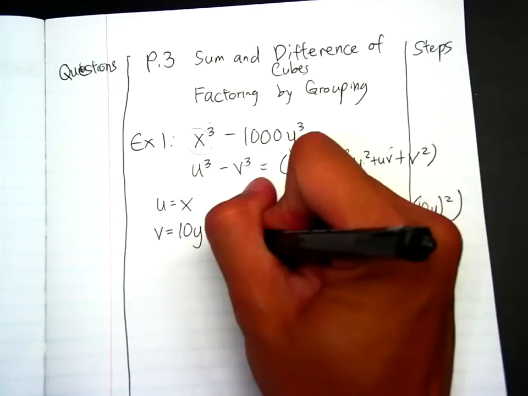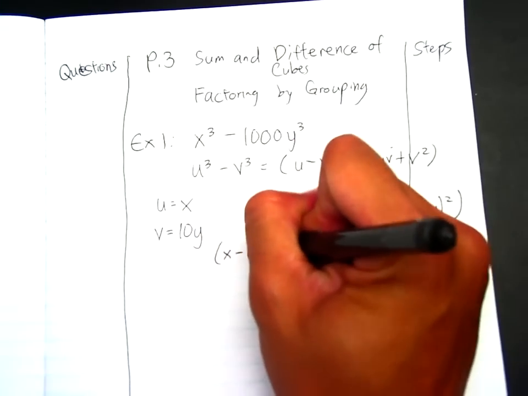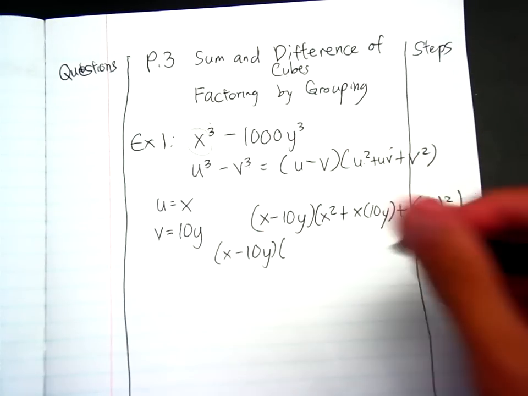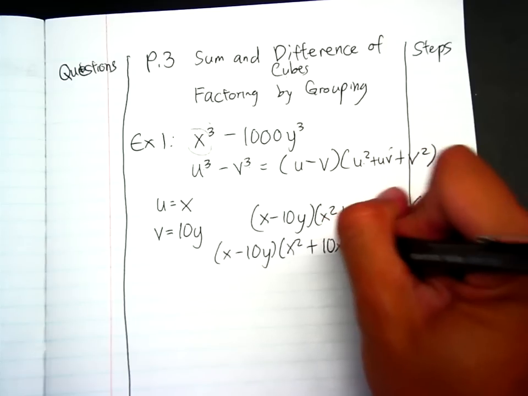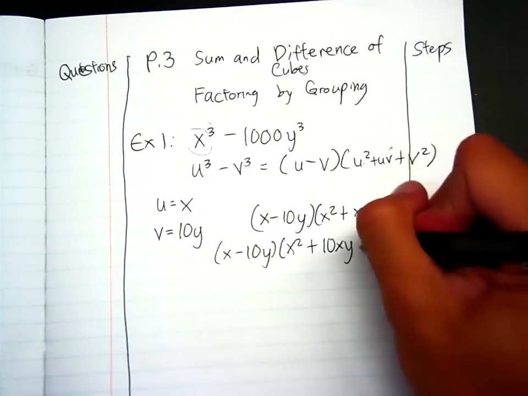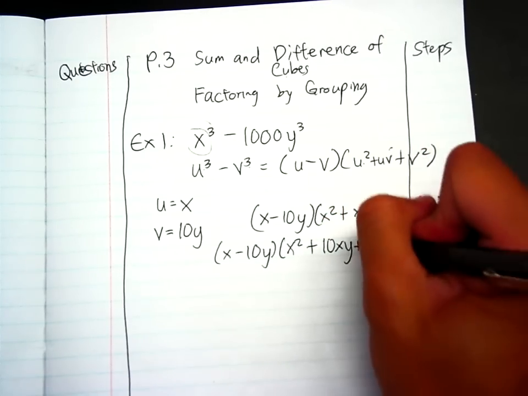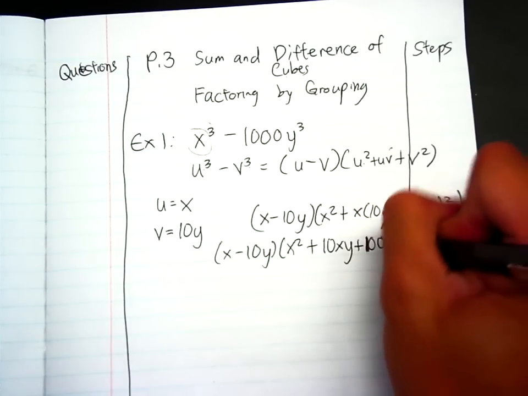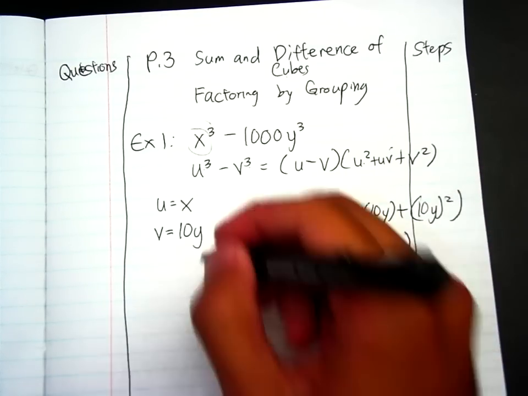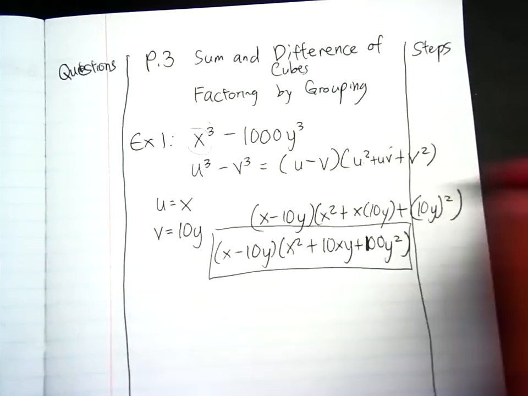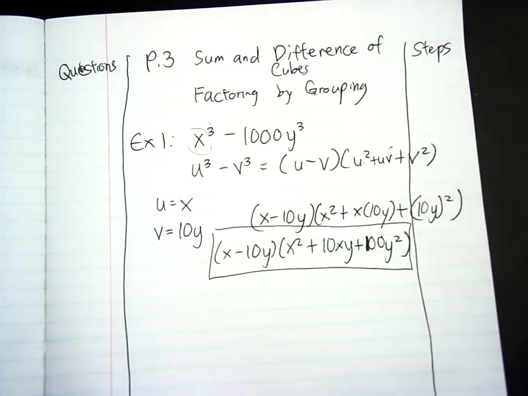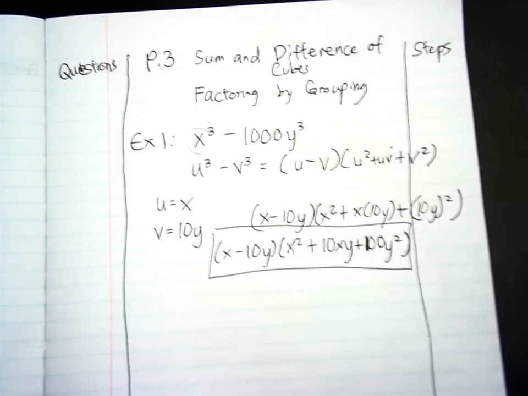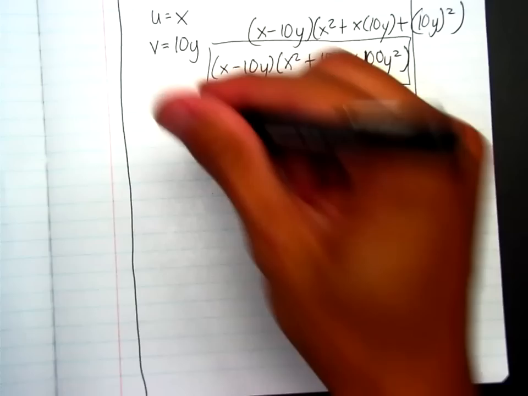And then if I simplify it more, it'll be x minus 10y times x squared plus 10xy. We usually write the number in front. Plus, and then the 10y squared is 100y squared. And that's it. This is actually the answer. Whatever you do, don't multiply it back, because if you multiply it back, you'll end up at the original problem, which is not what we're supposed to do. We're factoring.